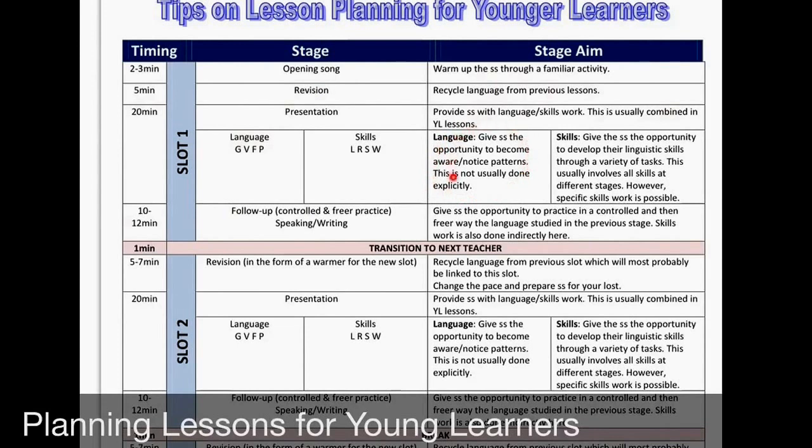Now, the aim for language gives students the opportunity to become aware of and notice patterns. This is not usually done explicitly. And skills give students the opportunity to develop their linguistic skills, but as I said before, this is usually done in an integrated way. Then you have a follow-up where you would be doing some controlled and freer practice, to give the students the opportunity to practice in a controlled and then freer way what you did here. Now, that's the end of your 40-minute slot. There's a 1-minute break, a transition for the next teacher.